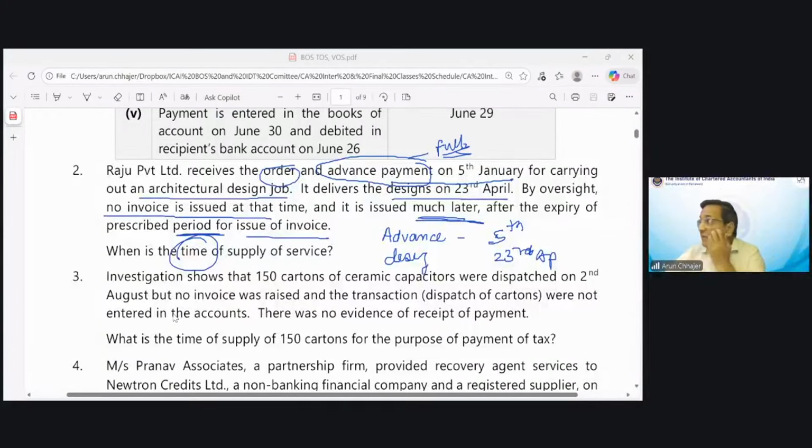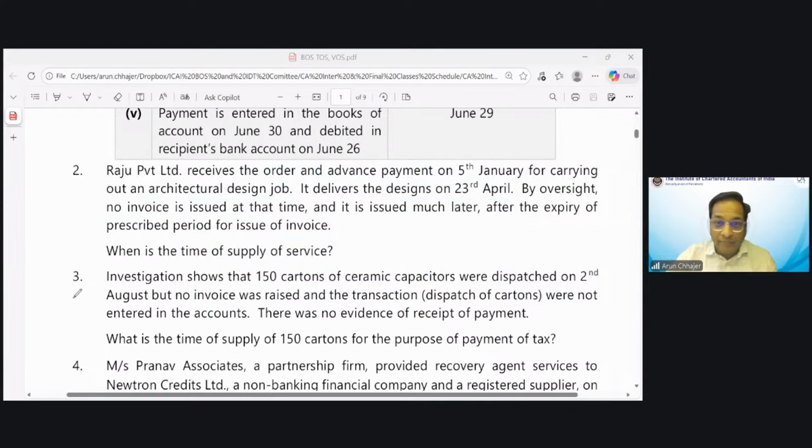Now you all please tell me, I could find one bigger problem. Suppose the advance payment is on 5th May. What would be the answer? If the advance payment is on 5th May, what would be your answer?